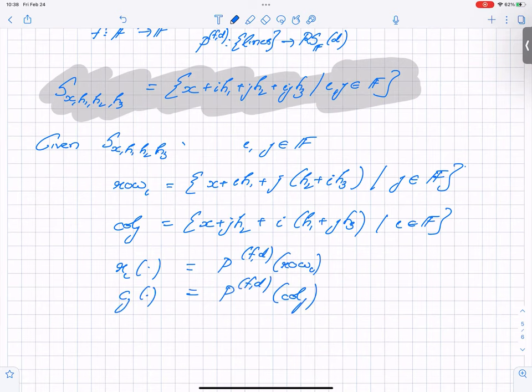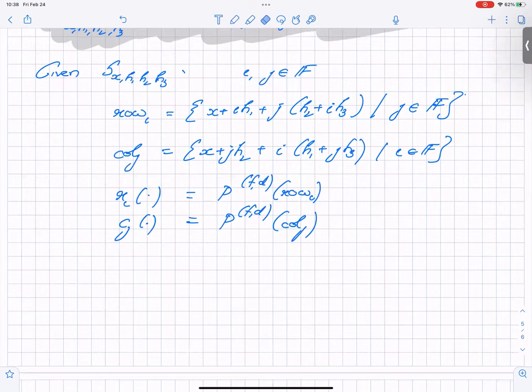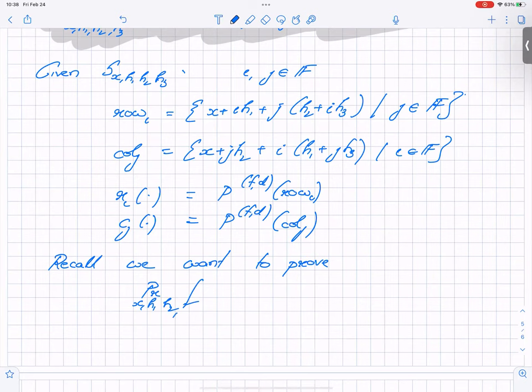And what is it that you want to show? What do we want to prove? Recall, we want to prove that for a random choice of x, h1, h2, let's throw in h3 also over here. That doesn't matter, these are independent.